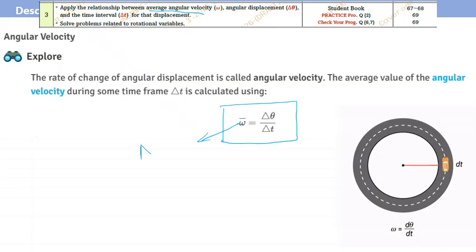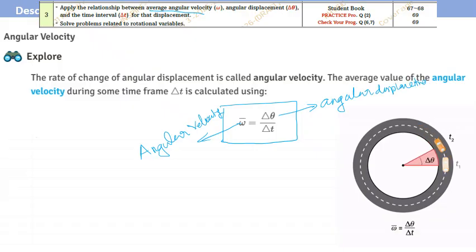So this w is angular velocity, or angular speed, and it can be measured using the change in the angular displacement. What is theta? Angular displacement divided by the time taken. Okay, angular displacement by time taken.